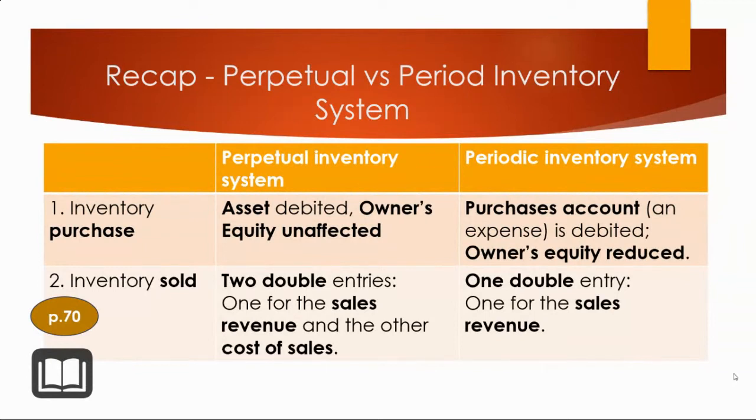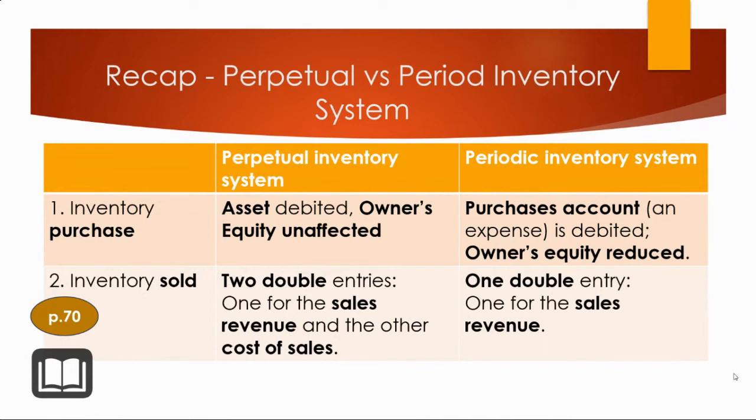Okay, the second one is if we sell inventory. Under the perpetual inventory system, you have two double entries, while under the periodic one, we only have one. Now, under the perpetual, we've got one entry for the sale, so we debit our bank or debtors control, depending on whether we sold it for cash or credit, and we credit our sales. And then we also do one for the cost of sales. So we debit cost of sales, so what did it cost us, and we credit the inventory account.